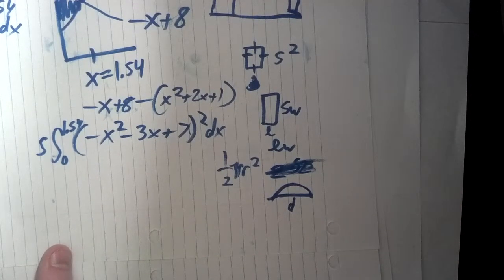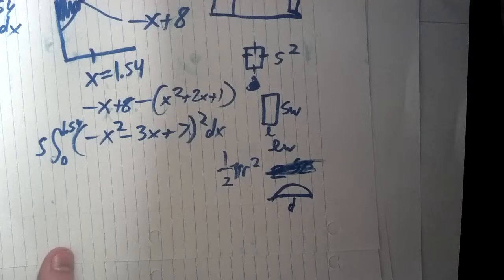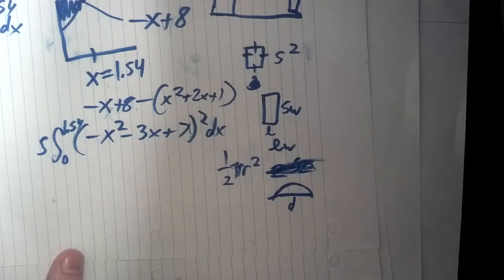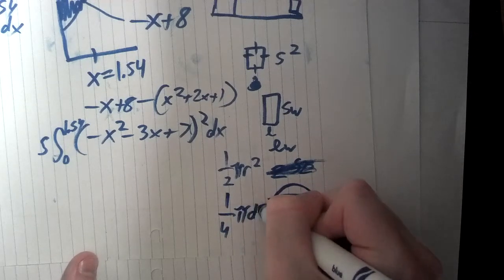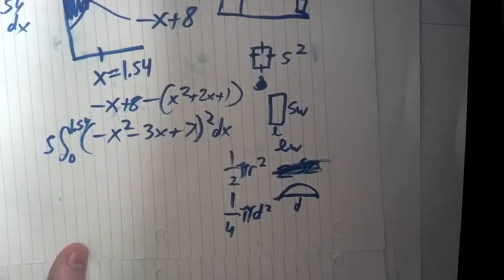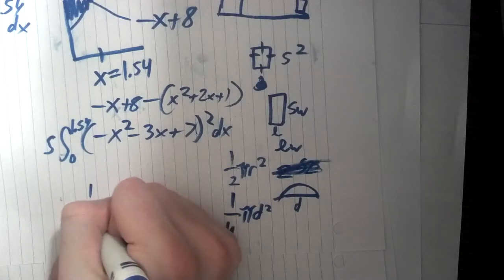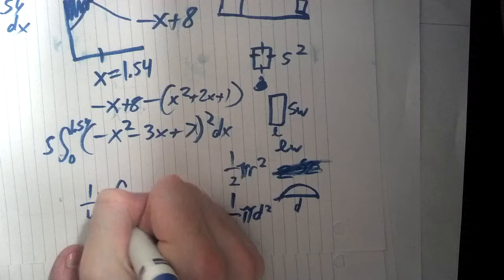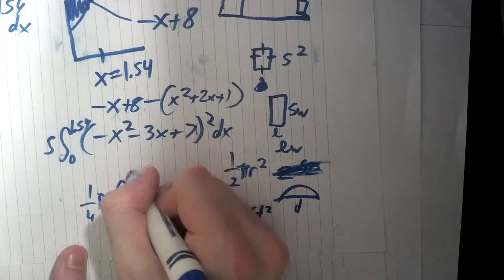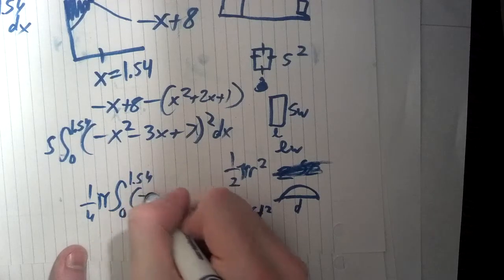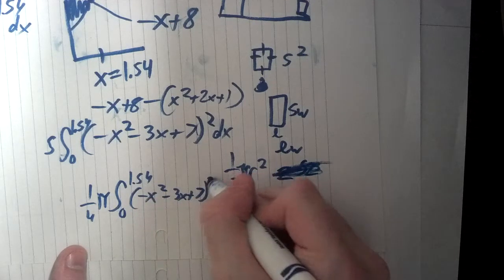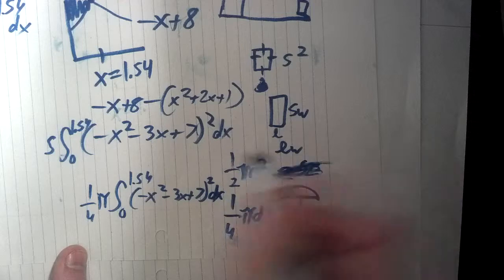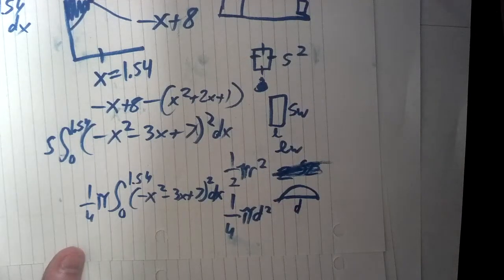Diameter is just 2 times the radius, so we can change the equation to work for us. Change it to be 1/4 pi d squared. And then when we put it together in our big equation, we have 1/4 pi on the outside because it makes it a little bit easier: 1/4 pi times the integral from 0 to 1.54 of negative x squared minus 3x plus 7, squared, dx. And that's how we do it for semicircles.